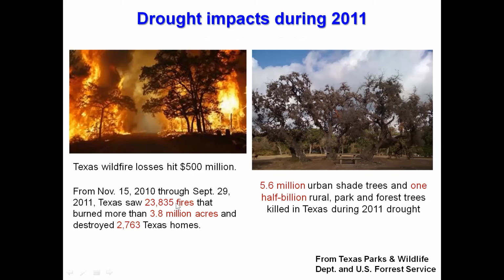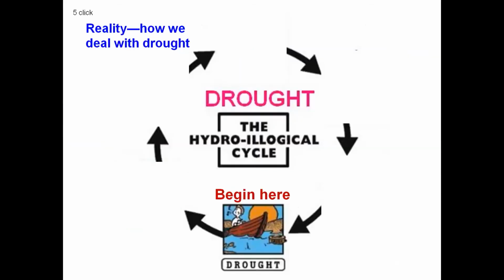There were 23,000 fires that year, and many millions of acres burned, and 5.6 million urban shade trees and a half a billion park and forest trees were killed during that drought. So it took a severe toll, and that was just a one-year drought. This was nothing compared to the 1950s. We had a drought in the state that lasted 6 years, from 1952 to 57, that was very devastating.